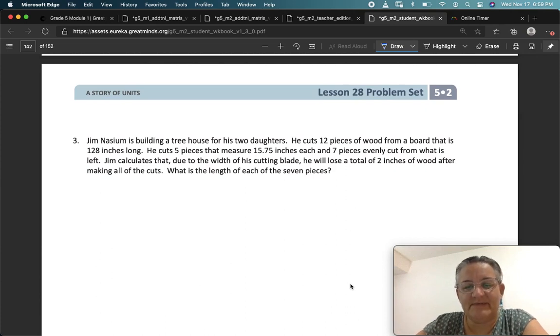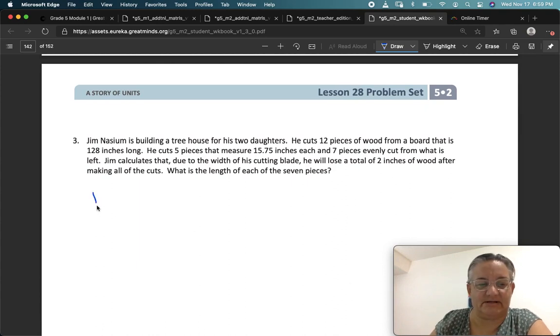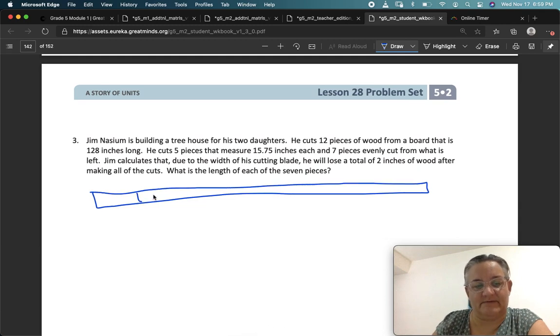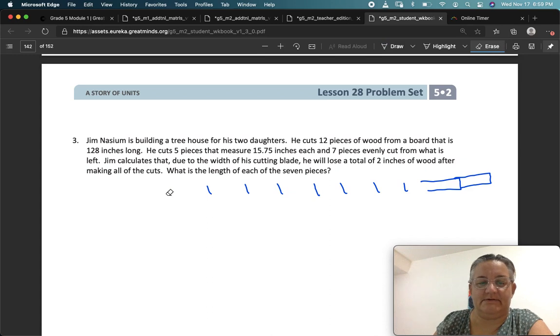He cuts 12 pieces of wood from a board that is 128 inches long. So there's 128 inches, and he cut it into 12. 1, 2, 3, 4, 5, 6, 7, 8, 9, 10, 11, 12. Okay? He cuts 5 pieces. Oh, they're not all the same, are they? I didn't know that. I should read the whole thing before I start drawing, shouldn't I?